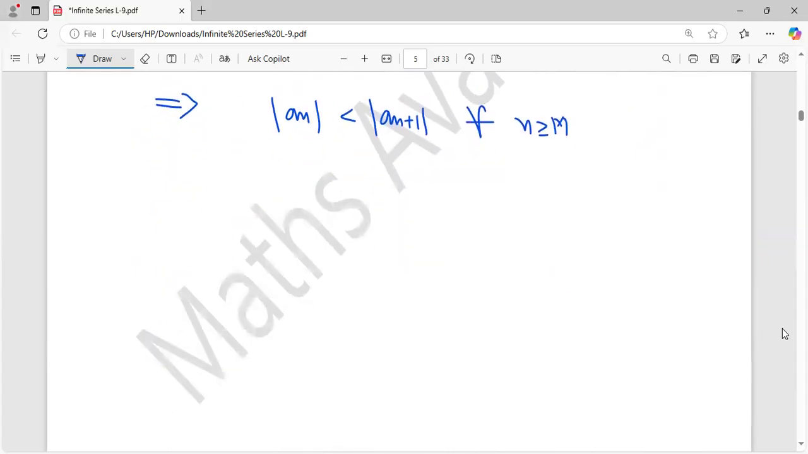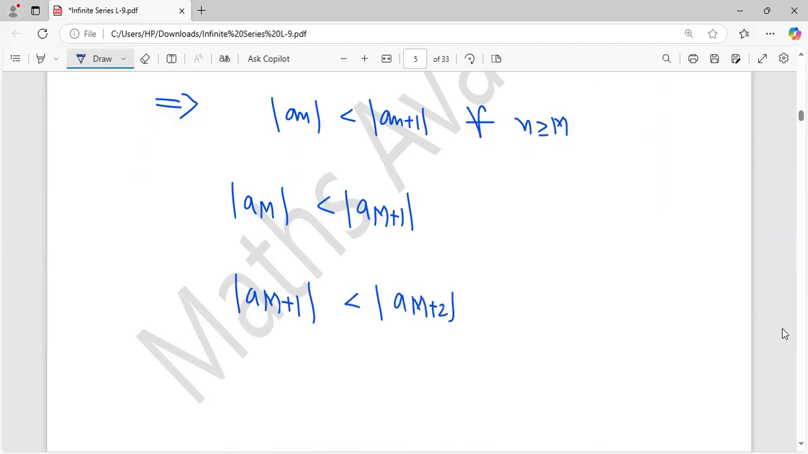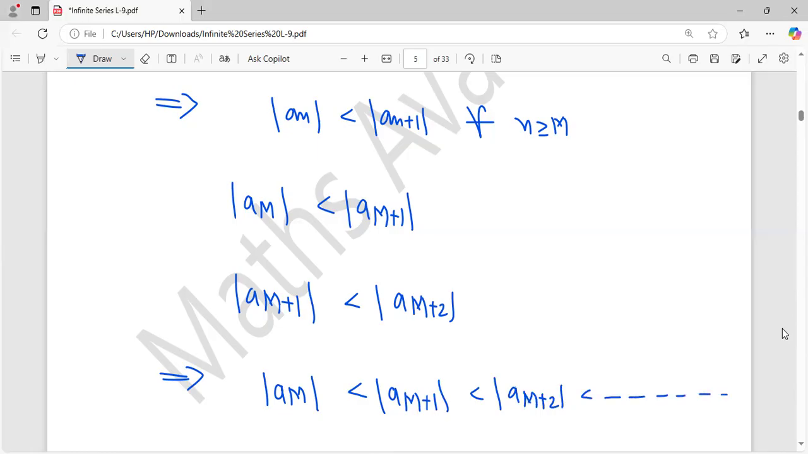So it means a_M is less than a_{M+1}, a_{M+1} is less than a_{M+2}. So after combining, this will imply a_M is less than a_{M+1}, that is less than a_{M+2}. So this will go in continuation. Okay.